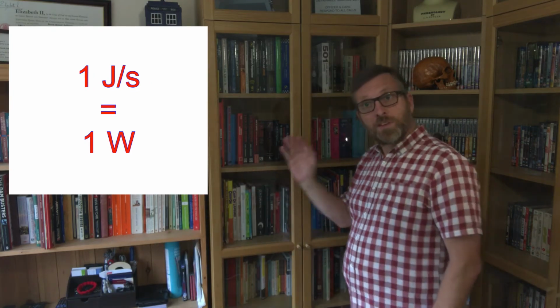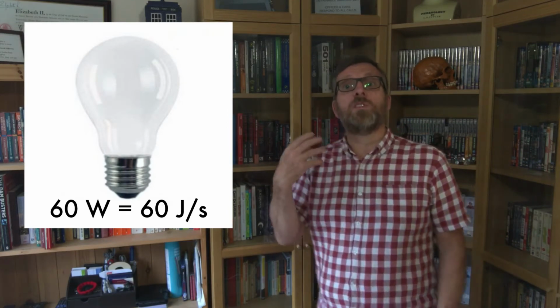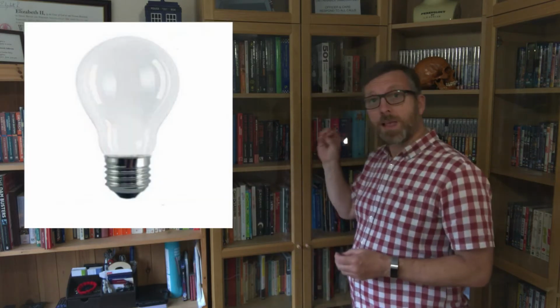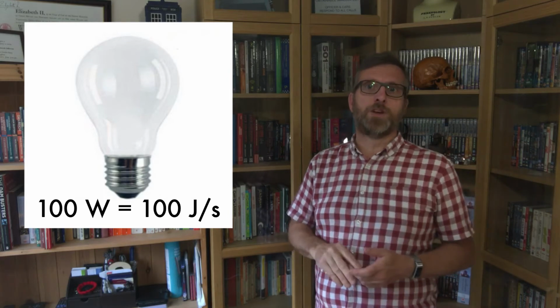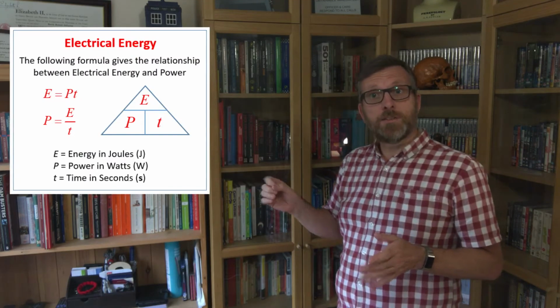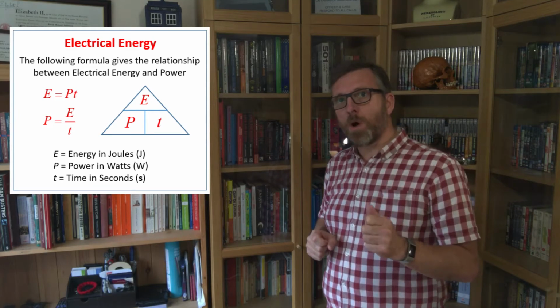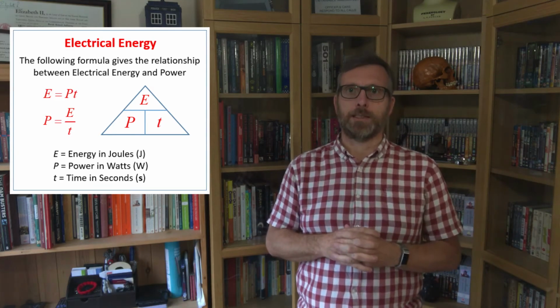So take the example of this light bulb. It has a power of 60 watts and therefore it uses 60 joules of energy every second. This light bulb, however, has a power of 100 watts and thus uses 100 joules of energy per second. Now the formula for electrical power is power equals energy divided by time. Remember, power is measured in watts, energy is measured in joules, and time is measured in seconds.